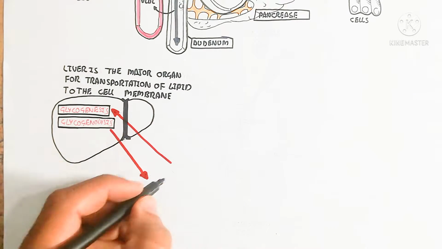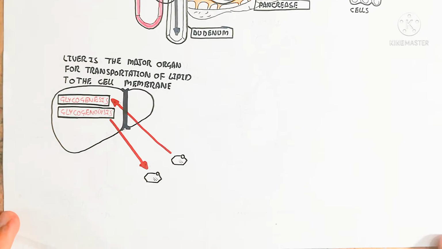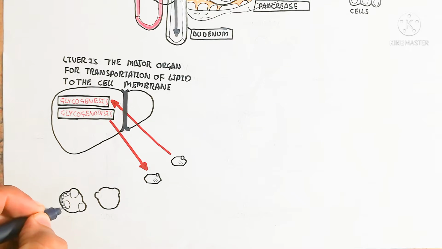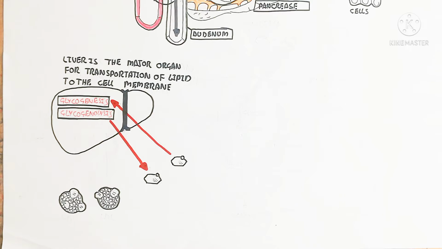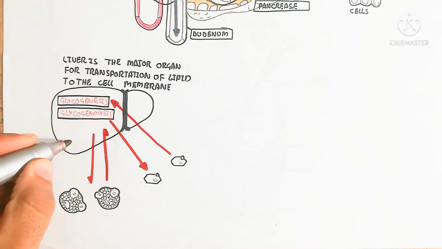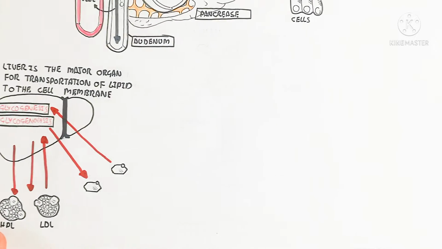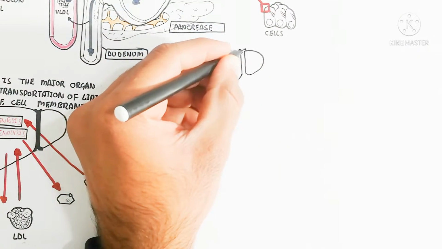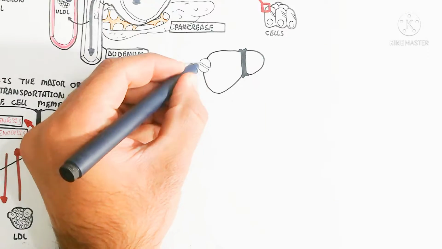The liver is the major organ for transportation of lipid to the cell membrane. First of all, glycogenesis and glycogenolysis will occur when food is not taken in. Glycogenesis means glycogen formation, while glycogenolysis is the breakdown of glycogen into sugar. High density lipoprotein will be excreted from the liver to go into several tissues, while low density lipoprotein will enter into the liver. That is a general concept. So let's begin to understand the liver hepatocyte, the general map, and we will discuss the synthesis of cholesterol in the liver.